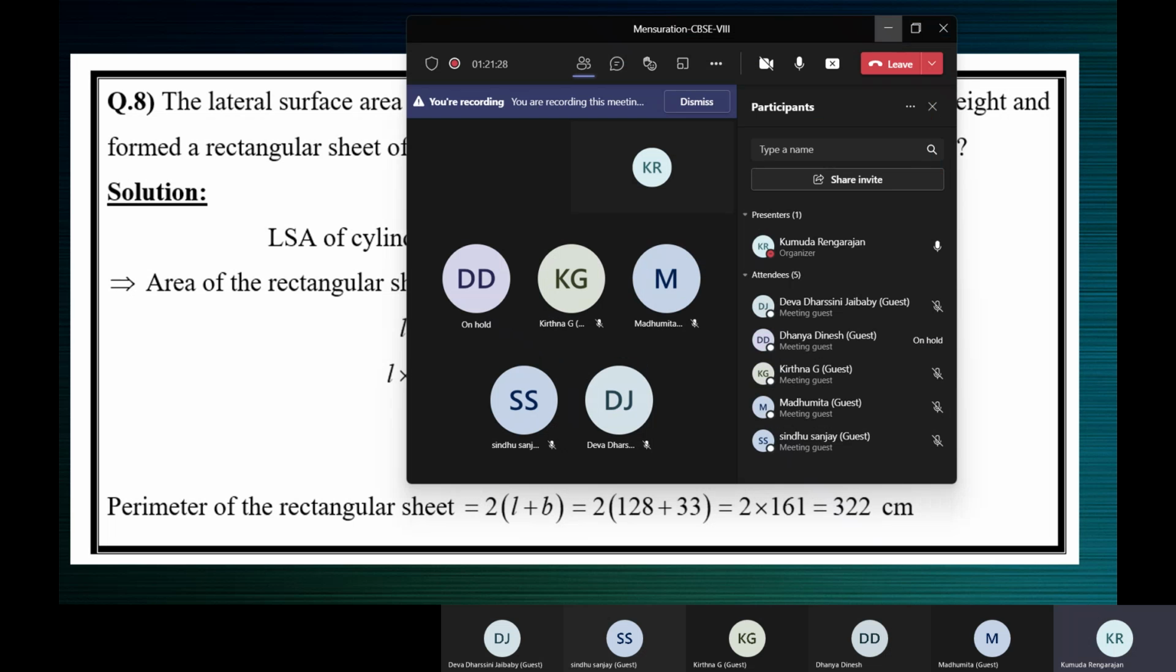Danya, I don't know why she is on hold. Well, I cannot do that. Okay, Keetana, Madhumita, Sanjay, Sindhu, Devadarshini, am I audible and clear? Yes, ma'am.